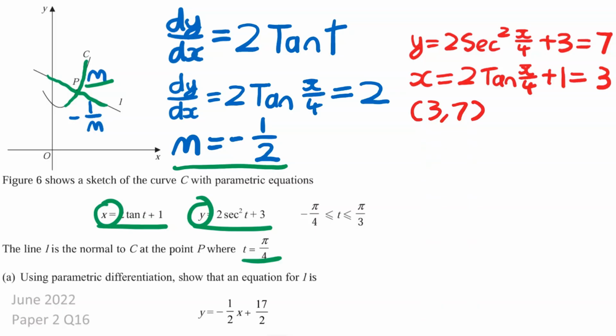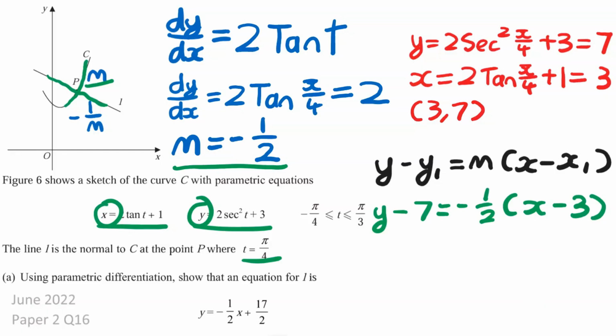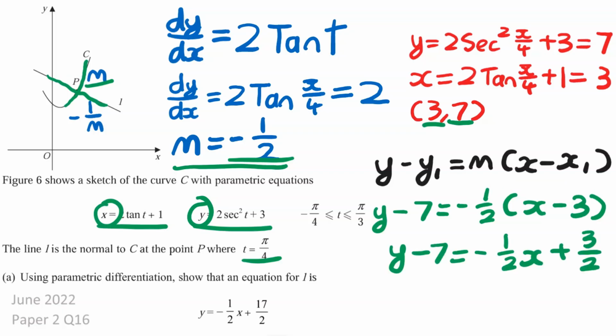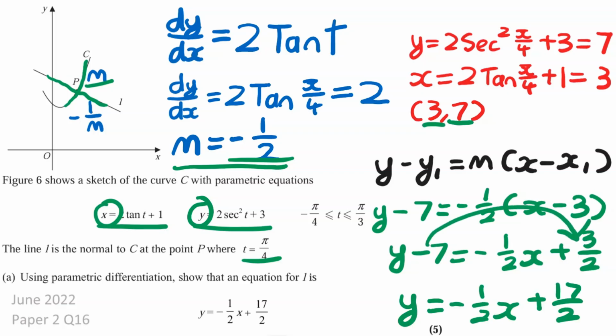So if you use the equation of a straight line, y minus y1 is equal to m times x minus x1, we can get y minus, so this y coordinate here is 7, is equal to the gradient, which is minus a half, times x minus 3, which is this x coordinate here. We can expand this bracket using this minus a half, so it becomes minus a half x plus 3 over 2, and then bring this minus 7 onto this side, so it becomes y is equal to minus a half x plus 17 over 2, which is what's required.